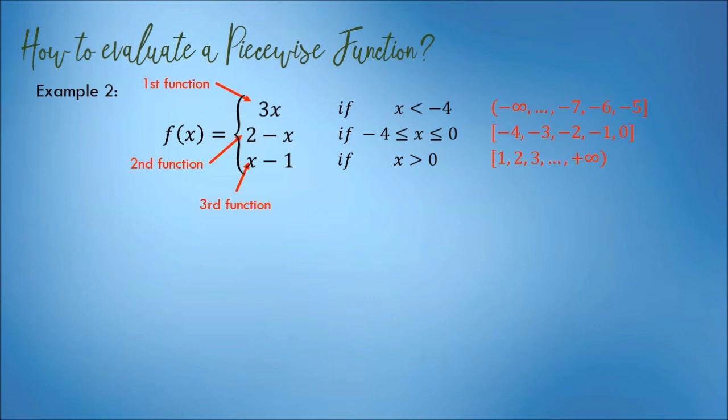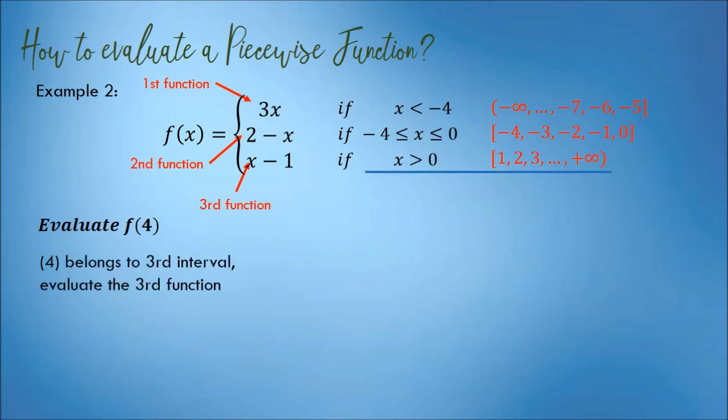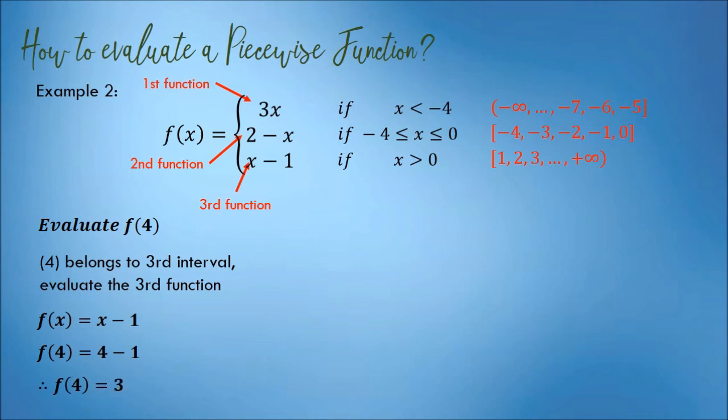Now that we understand the given piecewise function and its domain intervals, we can evaluate the function for a given point or condition. For instance, evaluate f of +4. +4 belongs to the third interval. Therefore, evaluate the third function. That function is f of x is equal to x minus 1. Substitute +4 to x. Then simplify the answer. 4 minus 1 is 3. Therefore, the value of f of 4 is equal to 3.